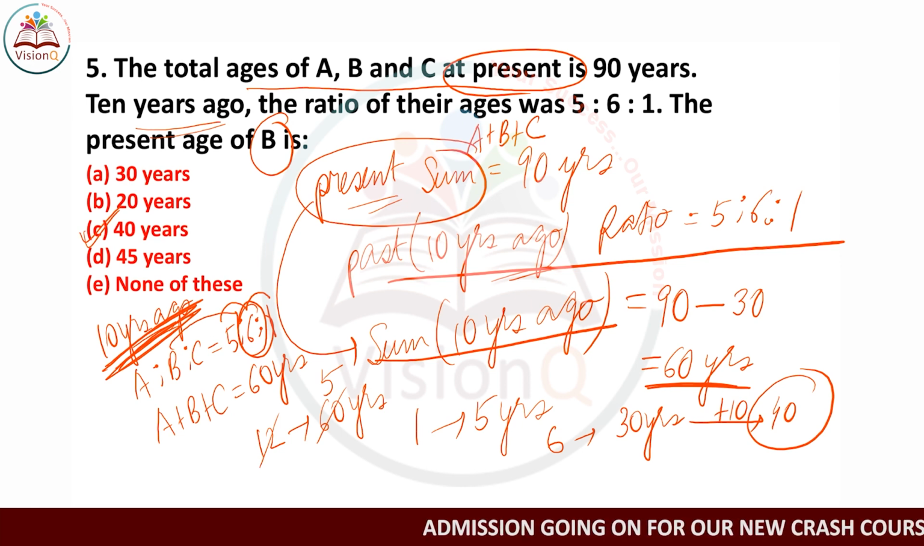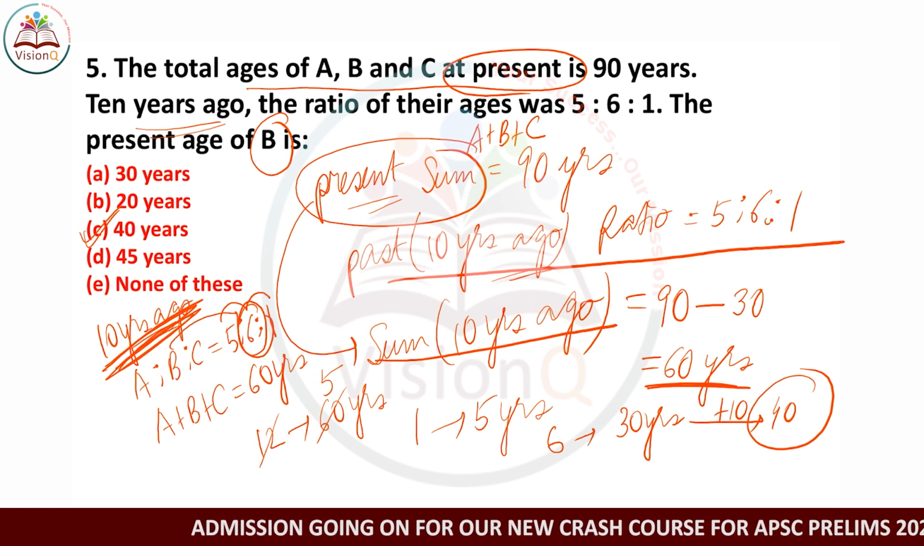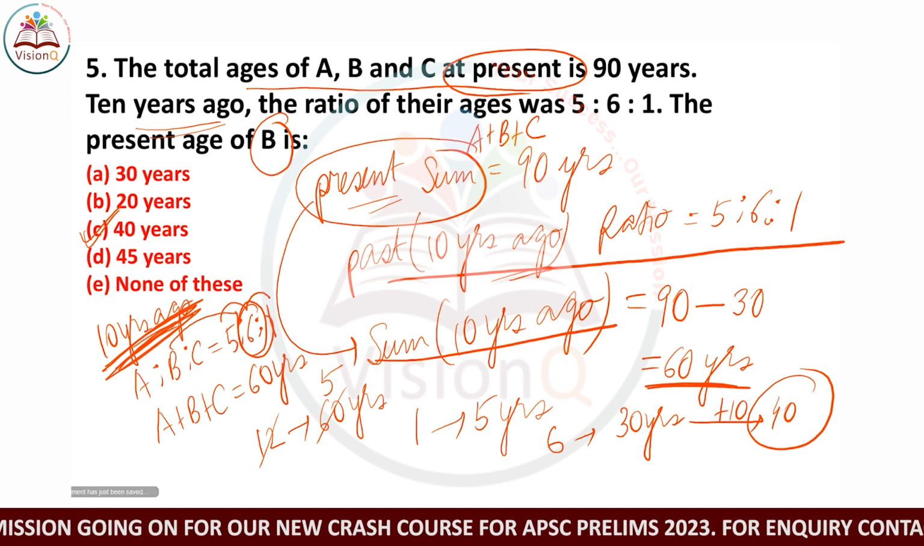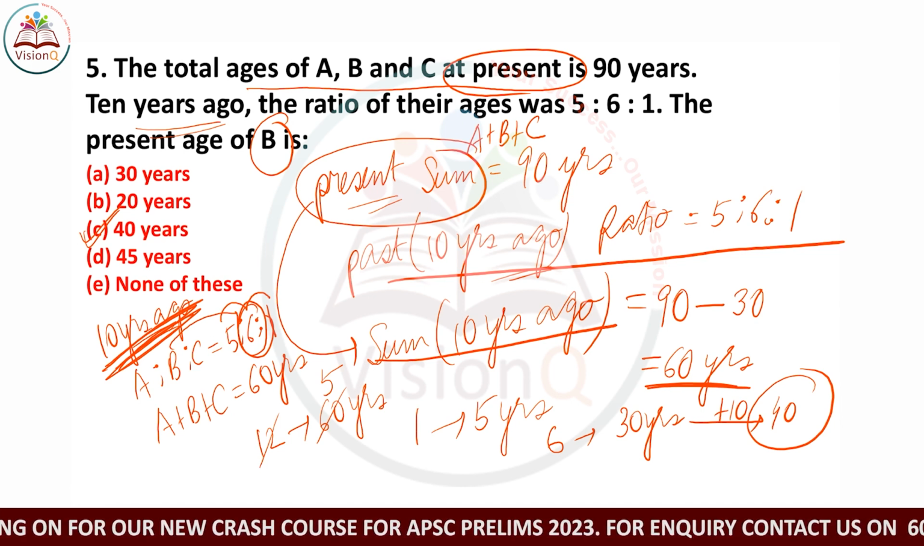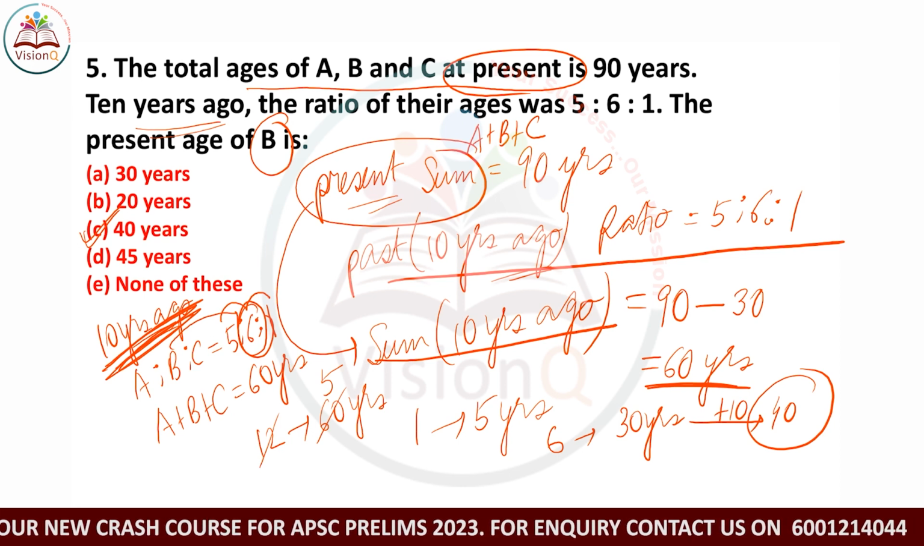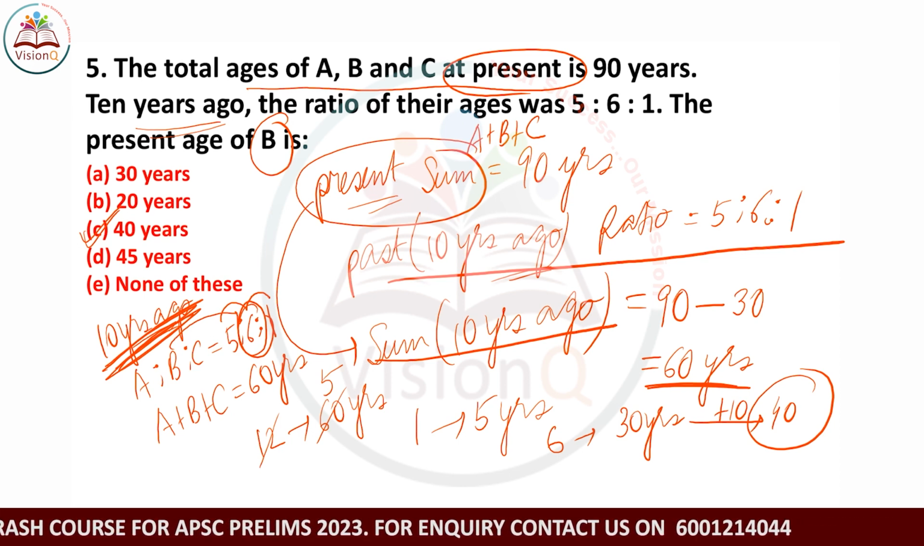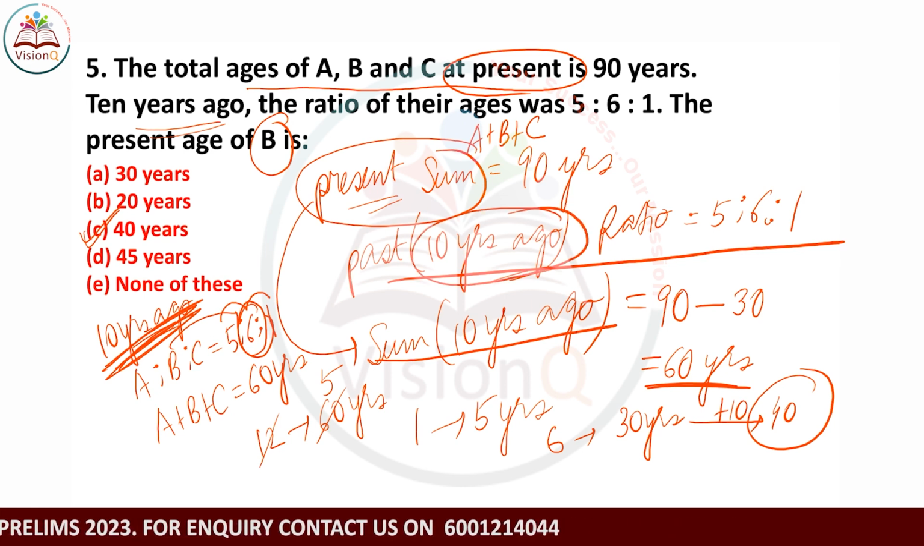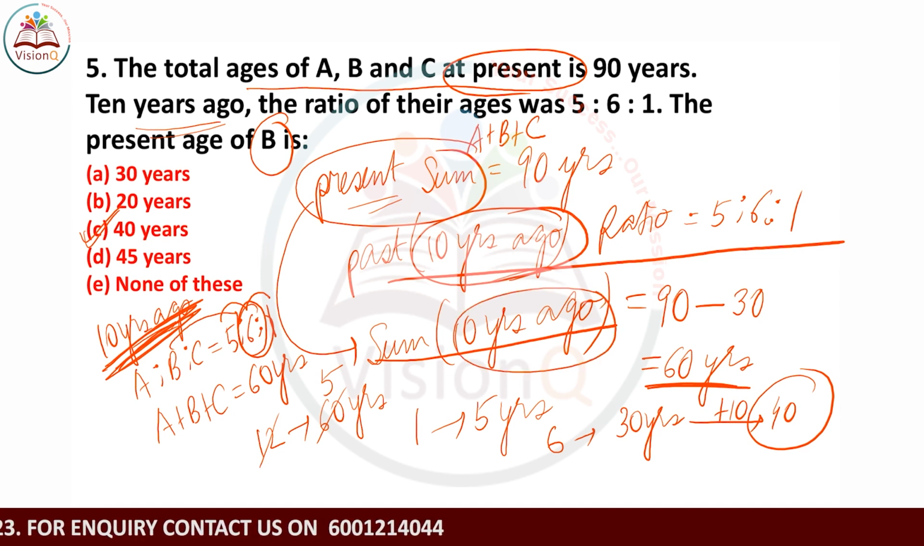This question was just the opposite of the last question. In the previous question, the ratio was of present, but the sum was of future. But in this question, the ratio was of past, but the sum is of present. So the ratio cannot be changed. Remember always that the ratio cannot be changed, but you have to change the given condition depending on the ratio. Since the ratio was given 10 years ago, I have to find out the sum 10 years ago only. To find the sum 10 years ago, subtract 90 minus 30 because there are 3 persons A, B and C. And the remaining concept is of ratio only.